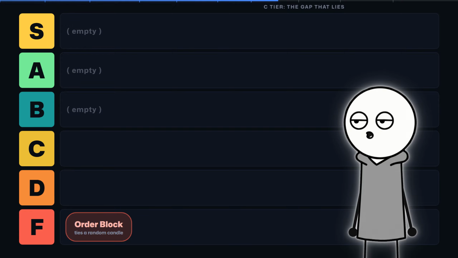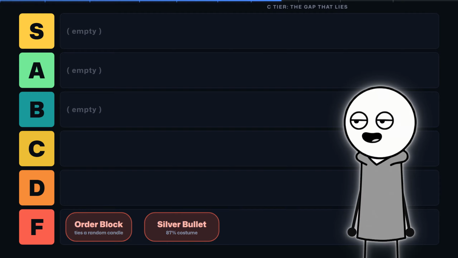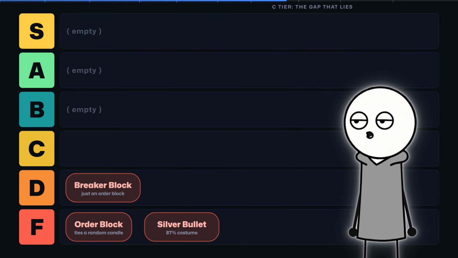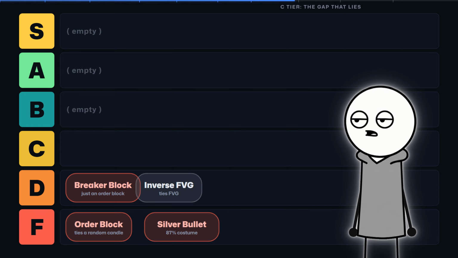So why only C tier? Because when you turn it into a trade, enter the gap, set a stop, take a target, that beautiful magnet collapses into a 28% win rate and an expectancy of basically zero. The gap tells you where price is going. It does not give you an edge getting there. Real concept, not a setup.